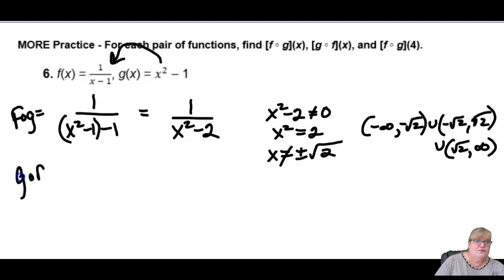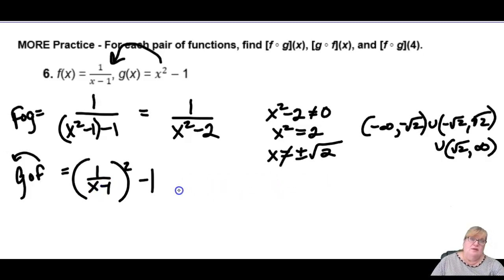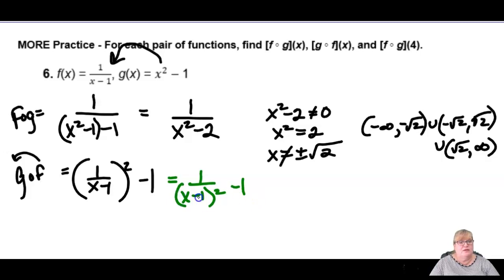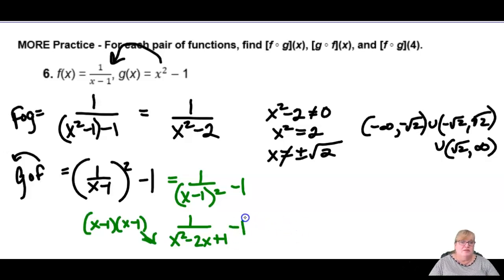g of f, where you put f into g, you put this mess in here. So you're writing, I have something squared minus 1, and in there I'm supposed to put f. I don't think I really want to mess with this. You would have 1 over x minus 1 quantity squared minus 1. If you FOILed that bottom out, you would get x squared minus 2x plus 1. x minus 1 times x minus 1 will give you that. And there's a minus 1 on the back. I'm going to leave it. We should have to get a common denominator, but I'm not going to mess with it.